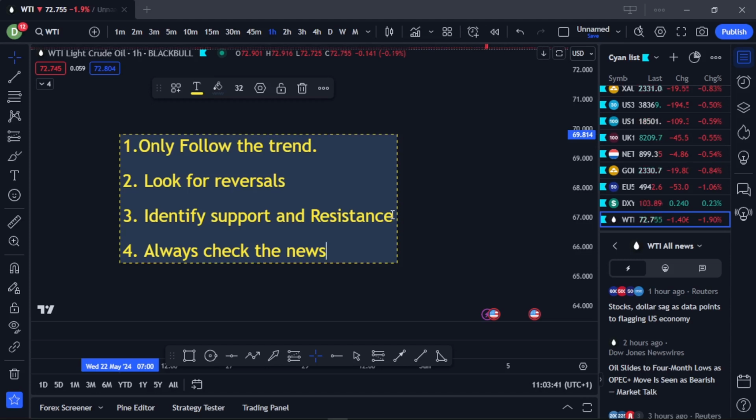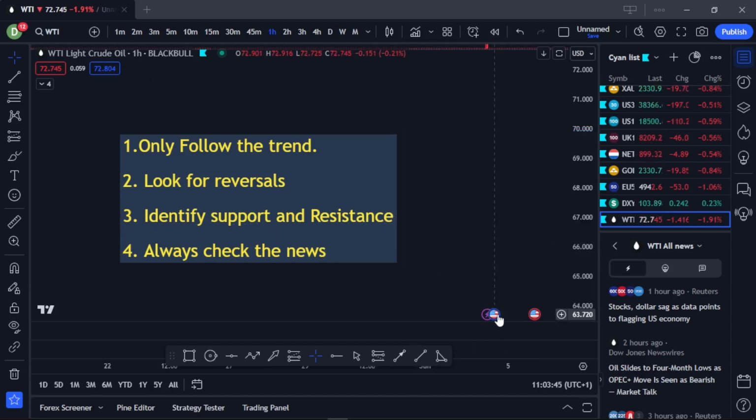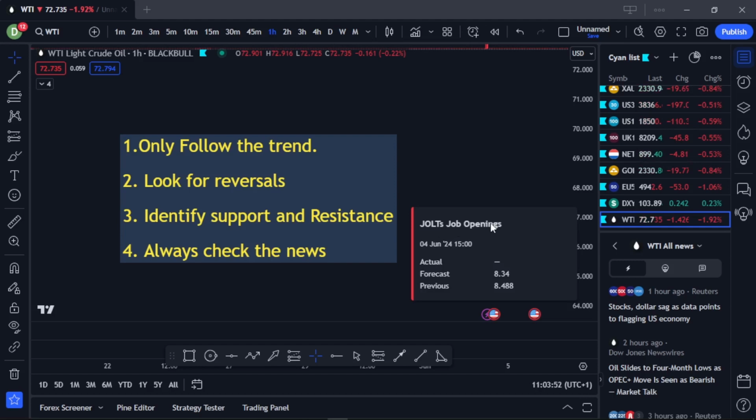Like for today, we have a few news events coming up, and you can see them here already on my TradingView chart. You can see job openings, which is a very high impact news. That's why it's been marked with red. And I also have another one coming up, which is ISM service PMI.